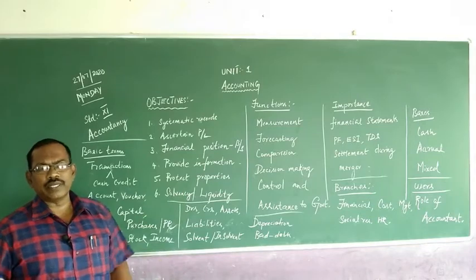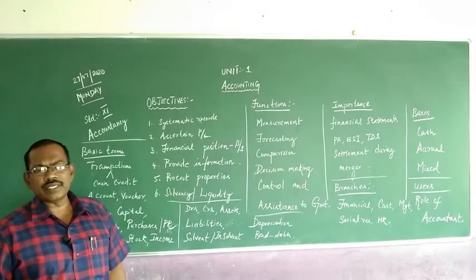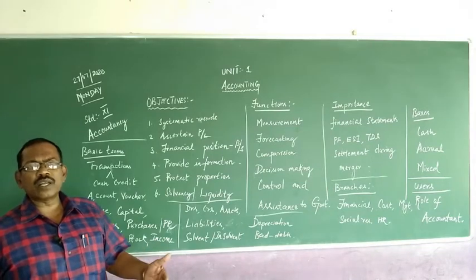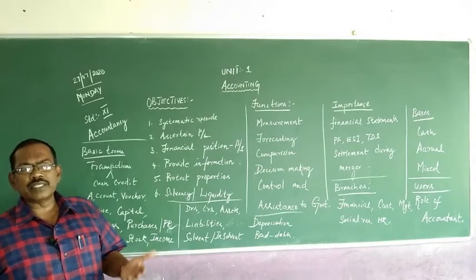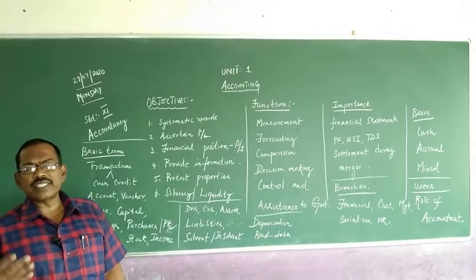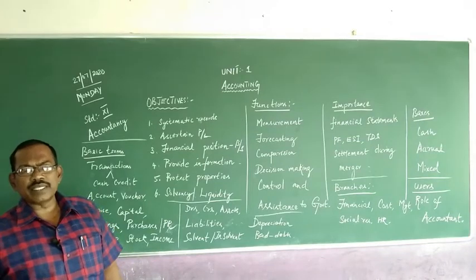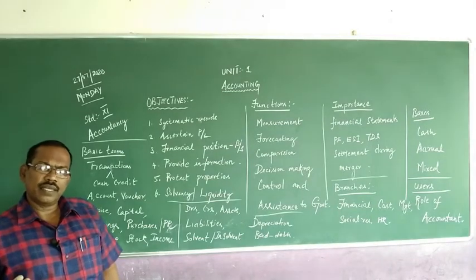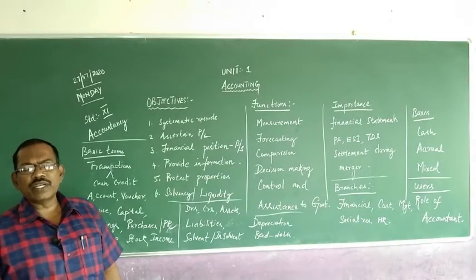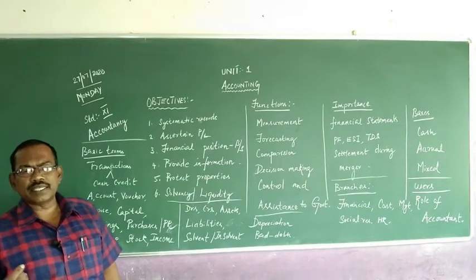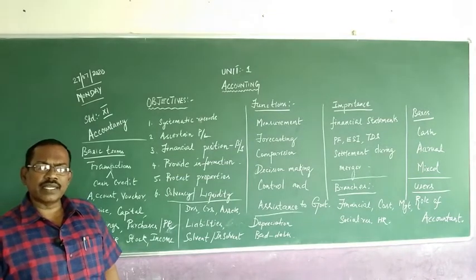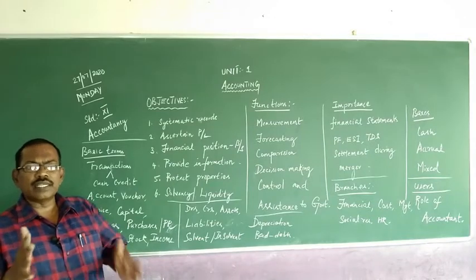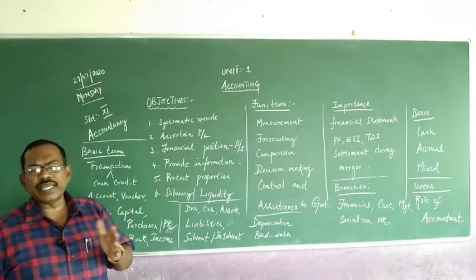Then protect properties. What are properties? Properties are the assets of the concern. Assets are of two types: tangible assets and intangible assets. What is a tangible asset? A tangible asset is an asset which can be seen and touched. Whereas an intangible asset cannot be seen and touched, it can only be felt. That is the difference between tangible and intangible assets.